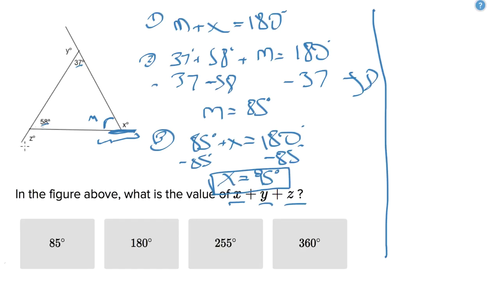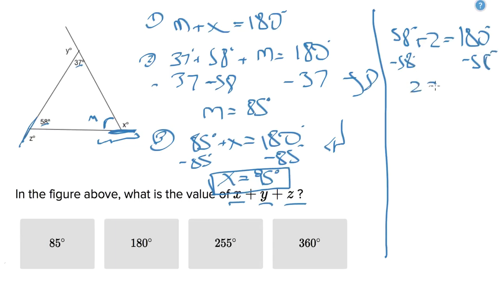So to find z, what you've got to do is say, well, the same thing we said for m and x here at step number 3. 58 plus z equals 180 as well, because those are also supplementary along this line. So 58 degrees plus z gives you 180 degrees. You're going to subtract 58 from both sides, and that should give you that z equals 122. That's a big one.